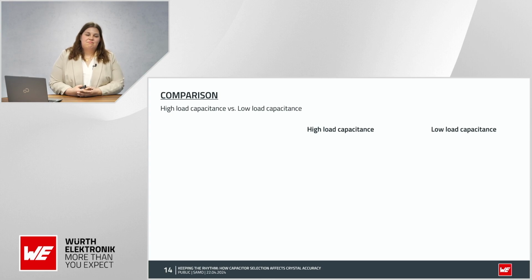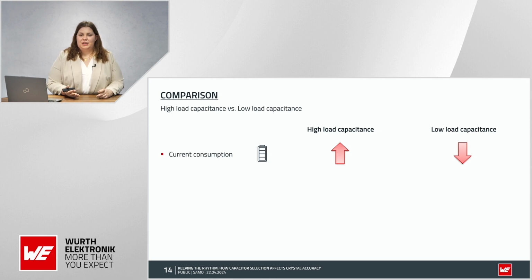So we looked at the effects of load capacitance. Now we look at what it means if we have a higher or a lower load capacitance value. A higher load capacitance value might mean bigger than 10, bigger than 12 picofarads. Lower means 8 or lower. So just compare to the values that you could have. For the current consumption, it means the higher the load capacitance in your circuit, so if it's 16 picofarads compared to 10 picofarads, the current consumption of your circuit will be higher. If you have a lower load capacitance, it's lower.